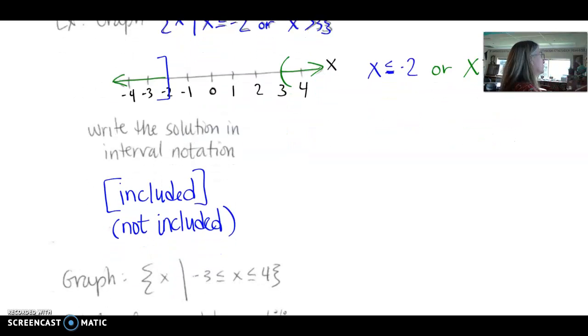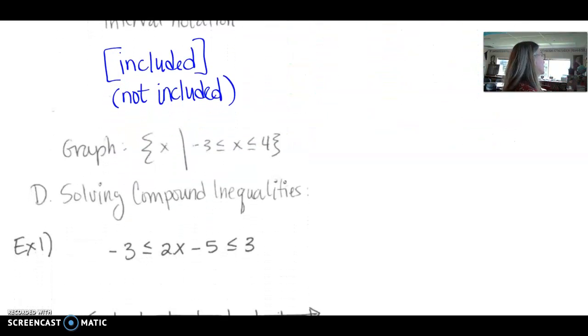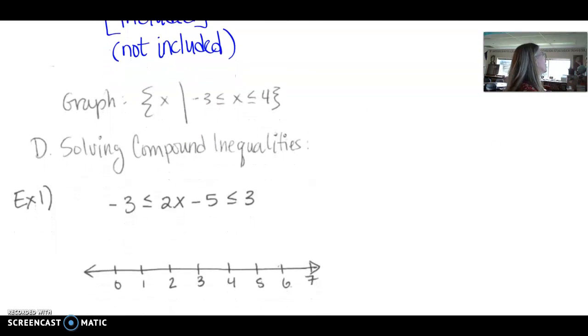All right, so here's another example. We're going to graph all values of x such that, now this says, if I read it from left to right, -3 is less than or equal to x, which is less than or equal to 4. We're going to put on the number line all the values of x that are greater than or equal to -3, and less than or equal to 4. And notice I said and.